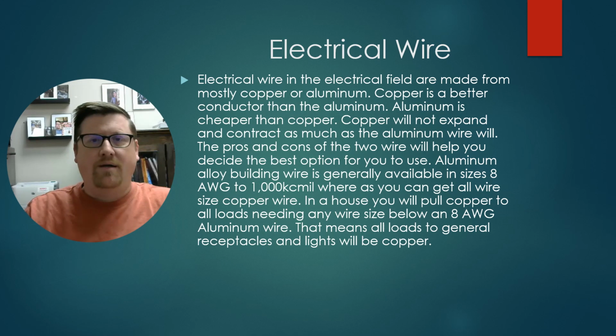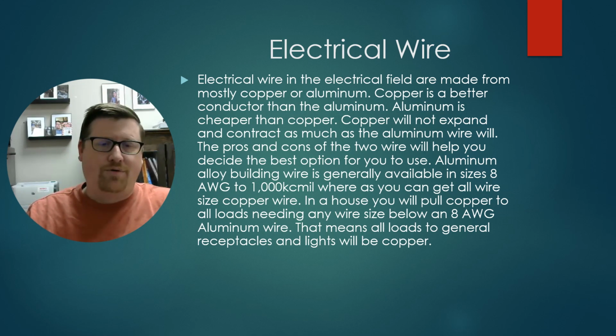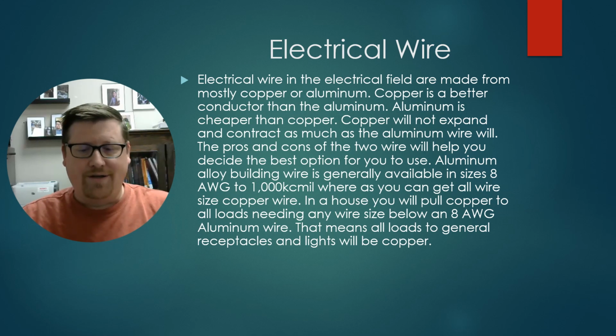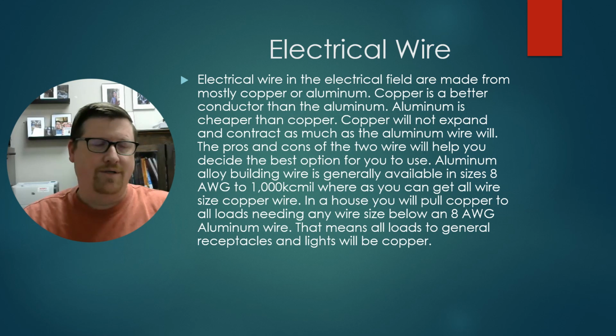So the first thing we're going to talk about is just electrical wire in general. What's it made out of? So electrical wire in the electrical field is made from either copper or aluminum. If you're building a satellite to launch into space, maybe you're using some exotic metals, you're using some gold, you're using some platinum, you're using some things to conduct electricity that are even better conductors than copper is. But for the electrical field, we're using copper or aluminum. We use those in different situations based on their properties and based on their cost.